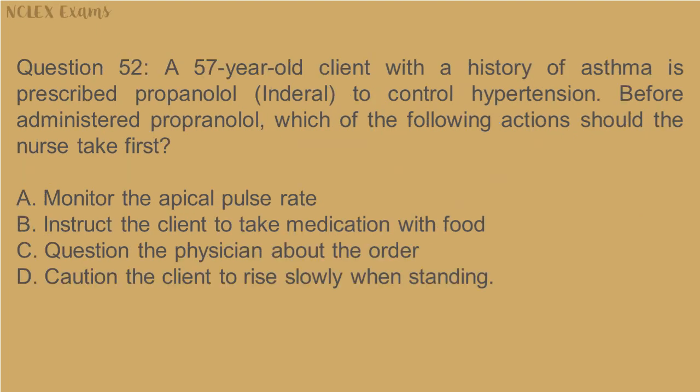Question 52. A 57-year-old client with a history of asthma is prescribed propranolol inhaled to control hypertension. Before administering propranolol, which of the following actions should the nurse take first? A. Monitor the apical pulse rate. B. Instruct the client to take medication with food. C. Question the physician about the order. D. Caution the client to rise slowly when standing.